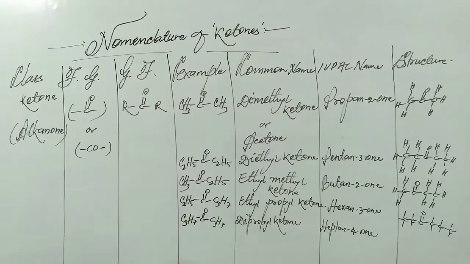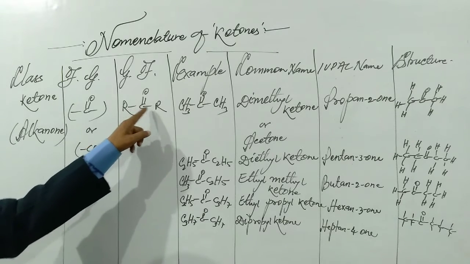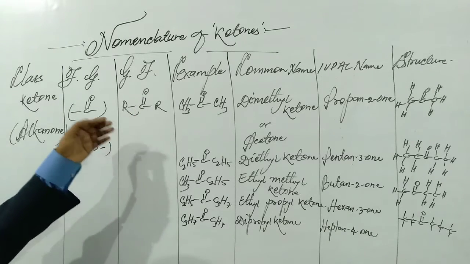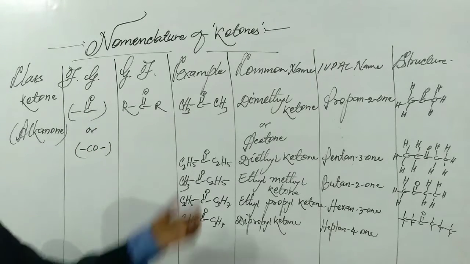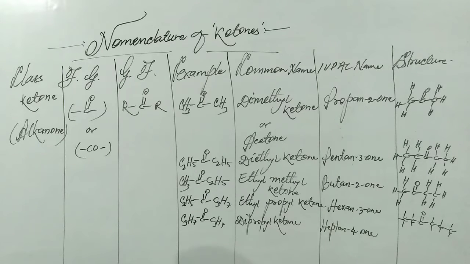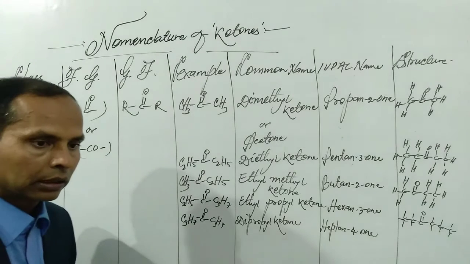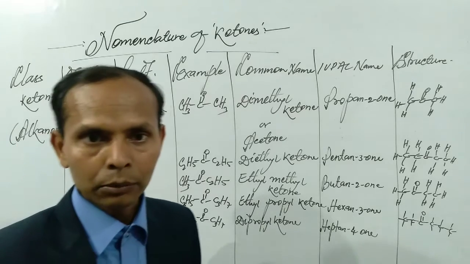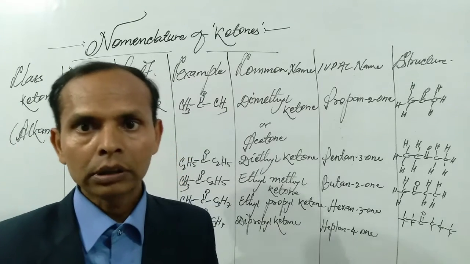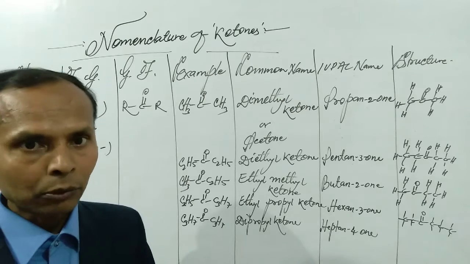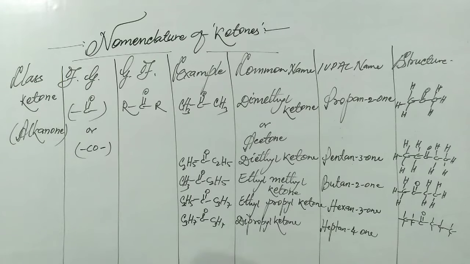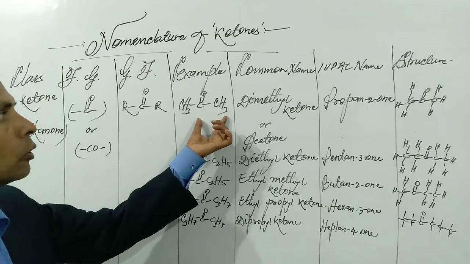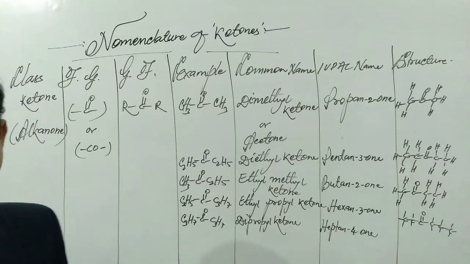GF stands for general formula, and this bond is linked with an alkyl group, that is, two alkyl groups on either side of it can be given. This is example. In case of alkyl group, we can take methyl, ethyl, propyl, butyl. Different groups can also be taken, but same groups are also taken. In case we take only methyl group on either side of it, then two methyl groups are added on either side of it.